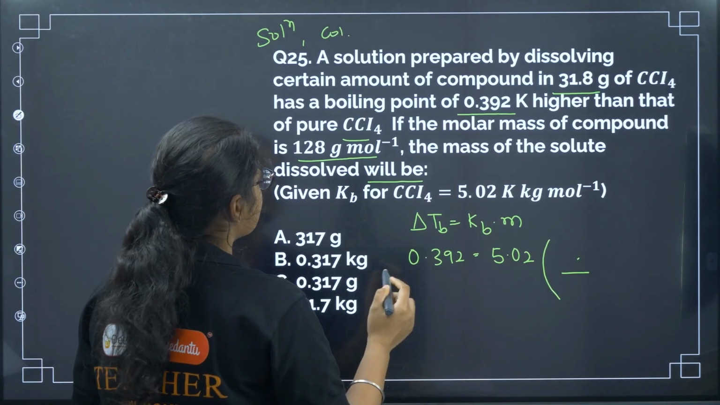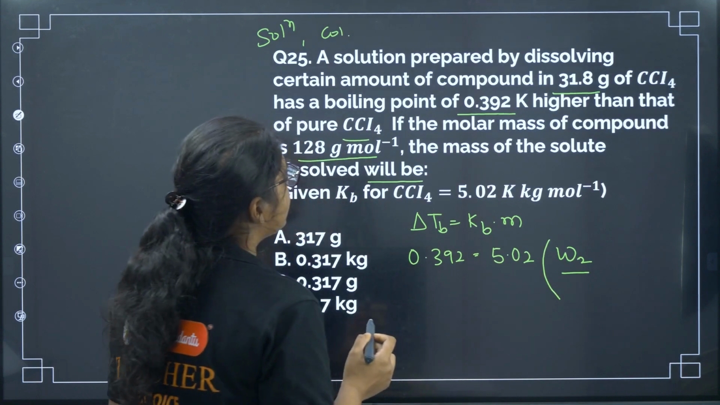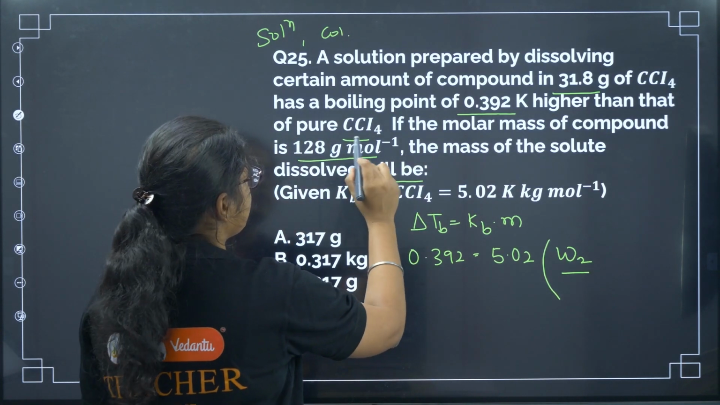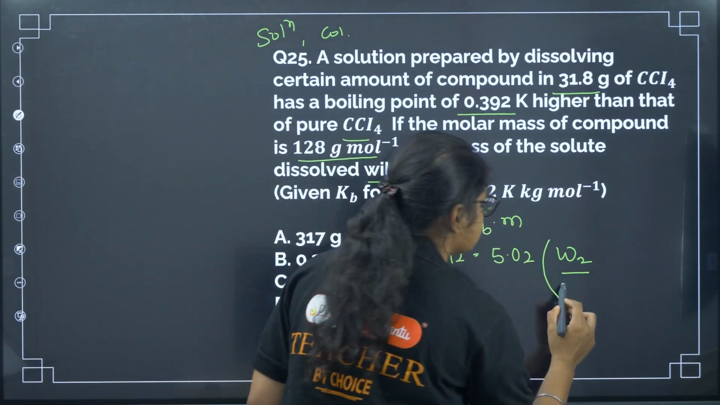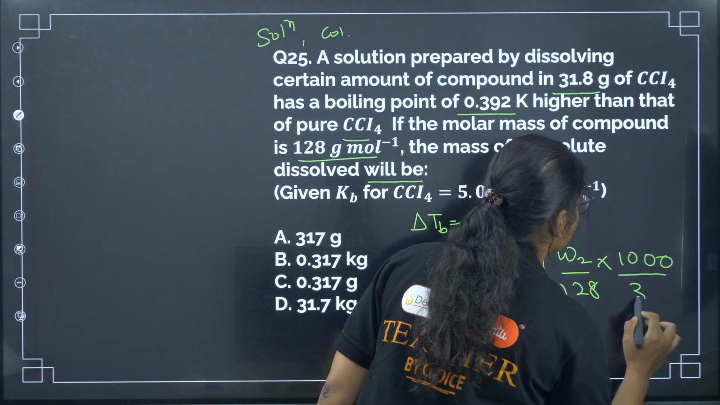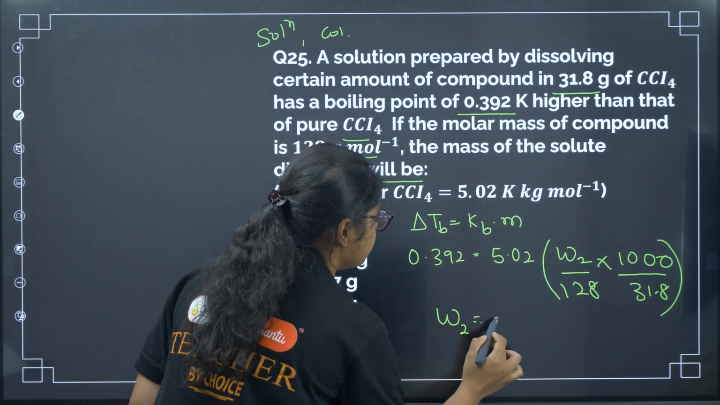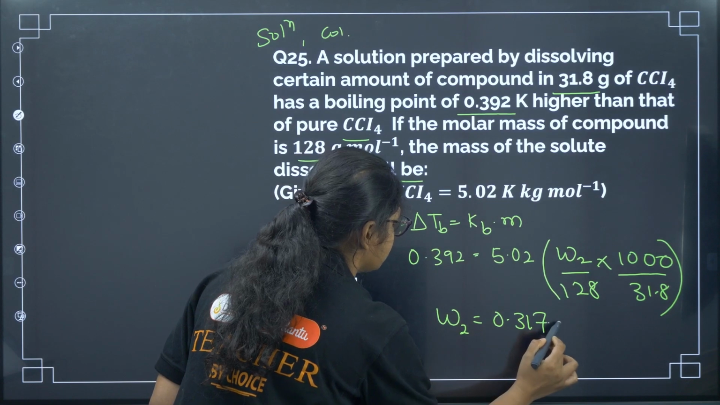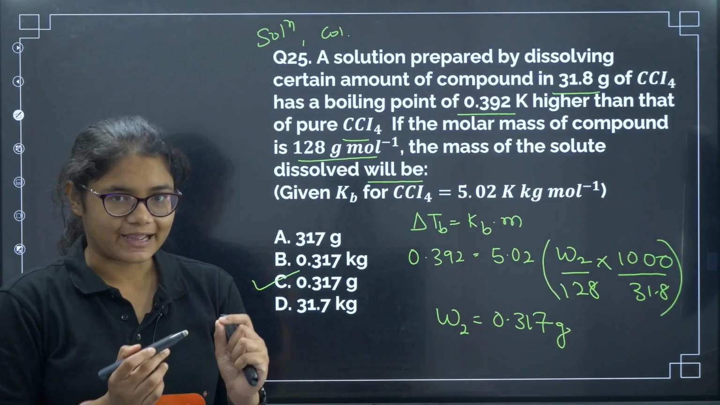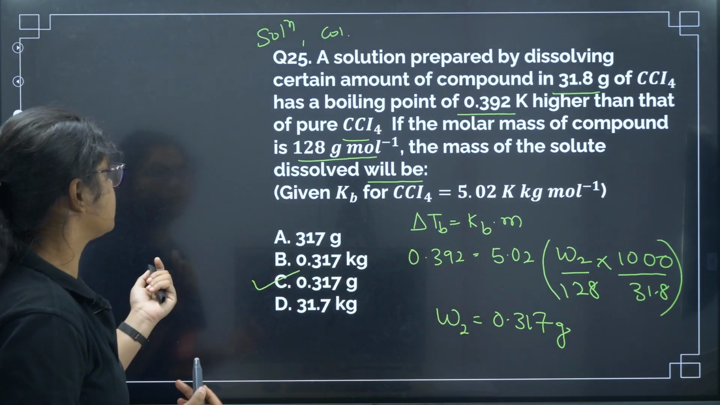Okay, so Kb value is given, so we have to calculate this one, W2. Molar mass of the compound is given to us, 128, into 1000 by 31.8, right? So you just have to solve the value and find out W2 value. If you solve it, you will be getting around 0.317 gram. So the correct answer for this question will be option number C. Very direct, simple but a little lengthy calculation may be there. So that part you have to solve.